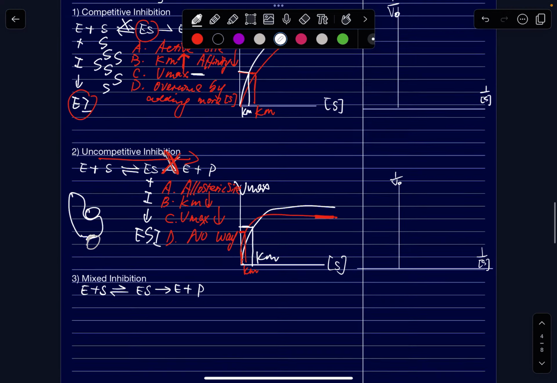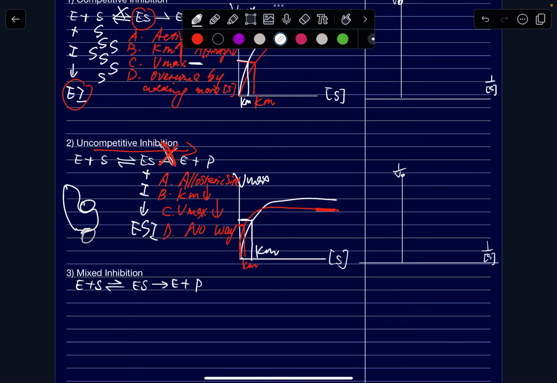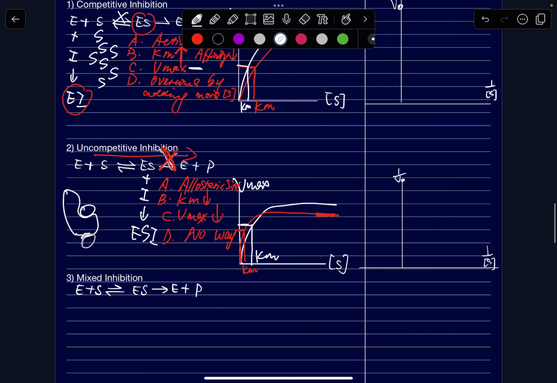Now let's move on to mixed inhibition. What is mixed inhibition? As you might have guessed, a mixed inhibition is a mix of competitive inhibition and uncompetitive inhibition. So we have inhibitors binding to the enzyme, but not at the active site in this case. It will be binding to the allosteric site of the enzyme.